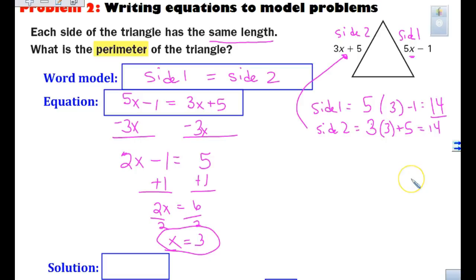So far we know the sides are the same. But the question, we still haven't even answered the question, right? The question said, what is the perimeter? Perimeter of a triangle. What do you have to do to find it?